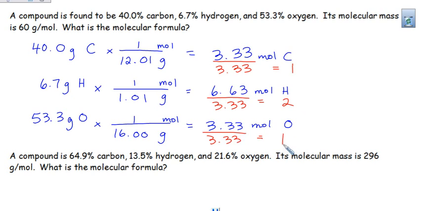So here's my empirical formula. Empirical formula: CH2O. And now we're right where we were on the last couple problems. This is kind of the easy part. The empirical formula is a 1-to-1 ratio. So let's quick calculate the empirical mass. So I got carbon, 2 hydrogen, 1 oxygen, about 30.03 grams.